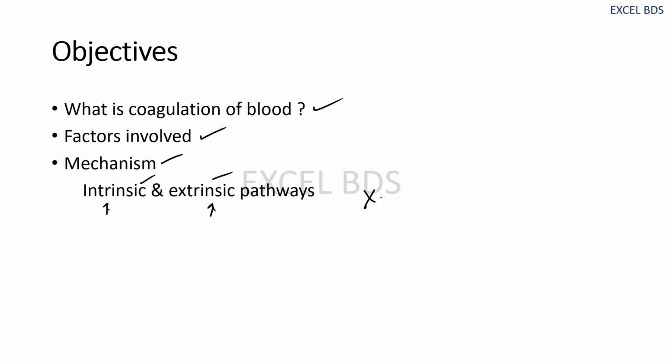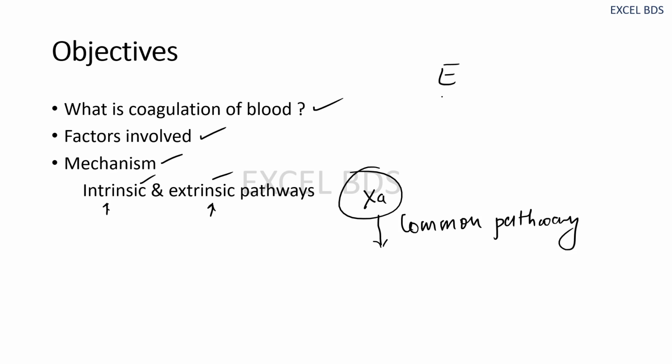And where do they converge? They converge at the activation of factor 10, and whatever is happening from here is what is also called the common pathway. So if they are asking you extrinsic, you are supposed to start with that and come to factor 10A and write what is happening after that. Even if they are asking you separately intrinsic, again it will come down to factor 10. So ultimately your answer is going to end with the formation of clot.